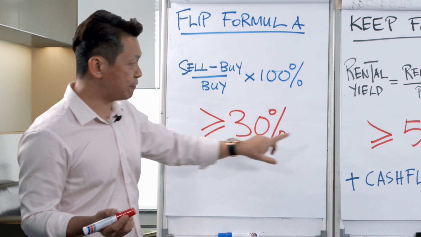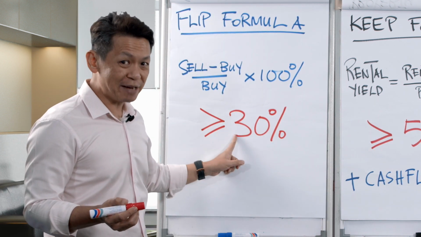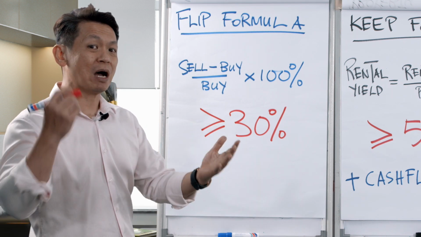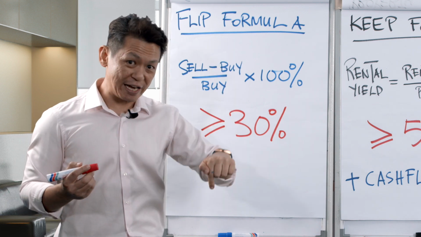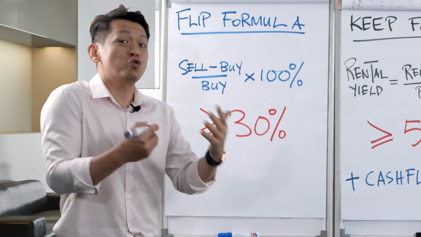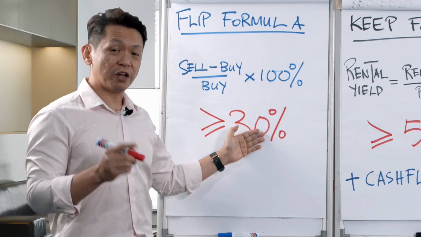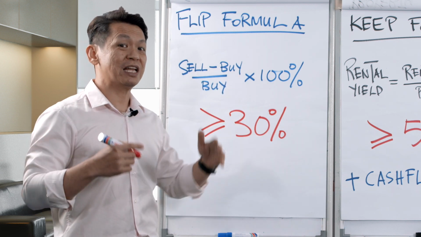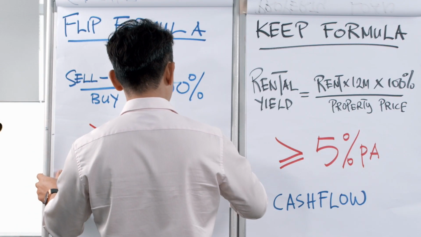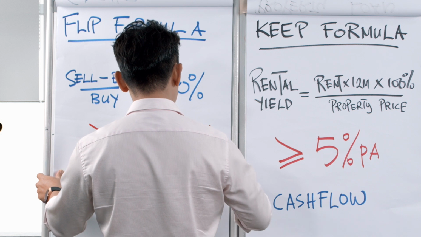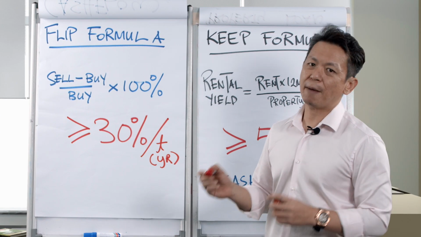Now, as you can see, the difference between this formula and this formula is this. This doesn't have a time limit. It's not per annum. It is a one-time transaction. For example, you could buy a property today and you could wait 2 years, 3 years, 5 years before you sell it off. So this is not 30% per annum. This is 30% within that 3 or 5 years. Therefore, what you need to do is divide that by time, and time is usually defined by years. Right? So how many years have you kept the property?